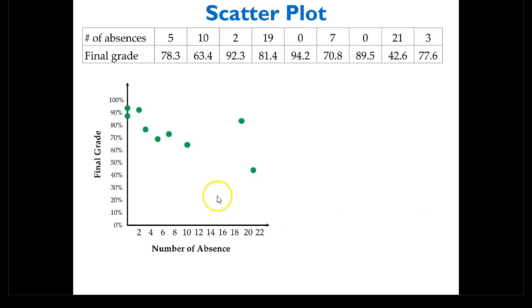All right, here are all the dots for all of these ordered pairs. For example, this student right here, with 10 absences and a final grade of 63.4, would be represented with this dot.